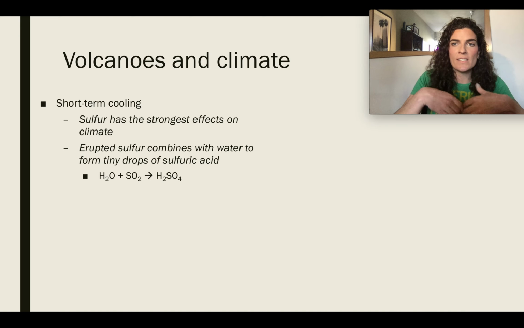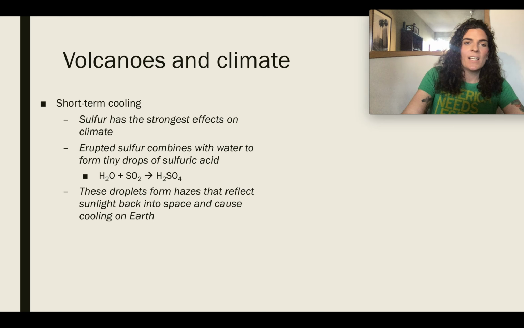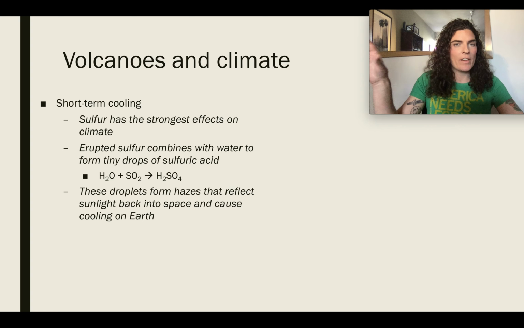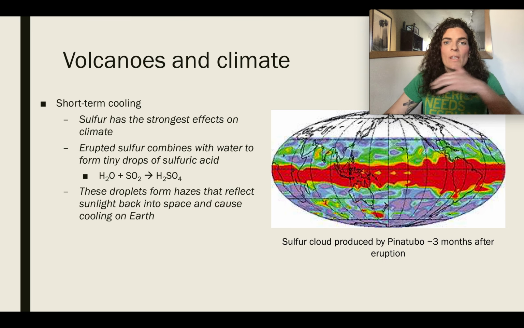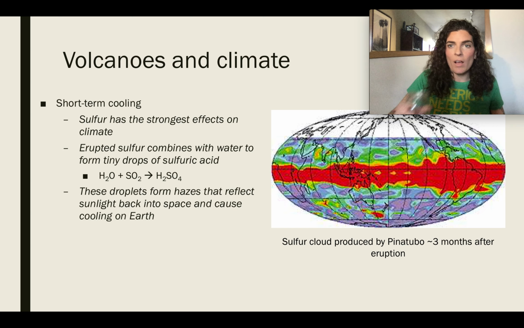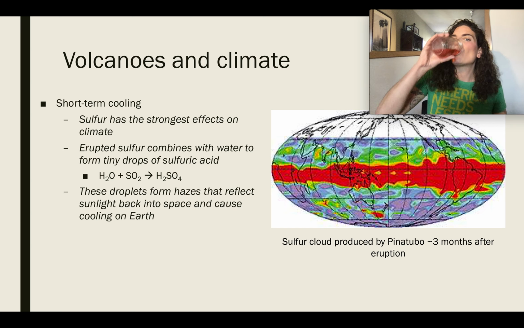So eruptions emit sulfur. That sulfur in the atmosphere combines with water to form tiny drops of sulfuric acid, H2SO4. These droplets form this haze that I'm talking about, this layer of aerosols, which reflect sunlight back into space and cause cooling on the surface of the Earth. So this is an example of what that looks like.